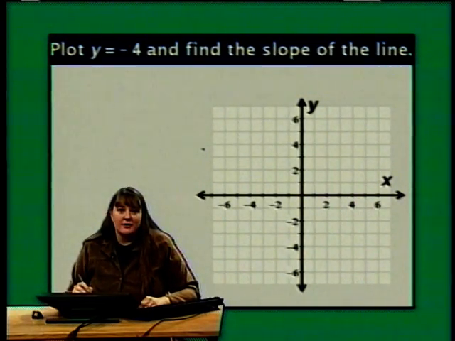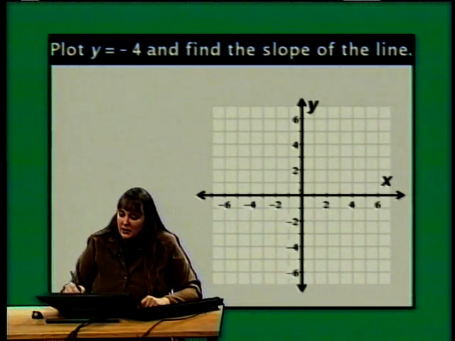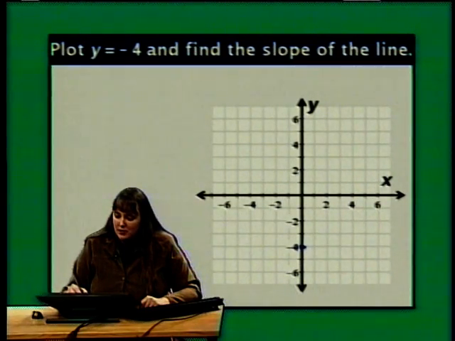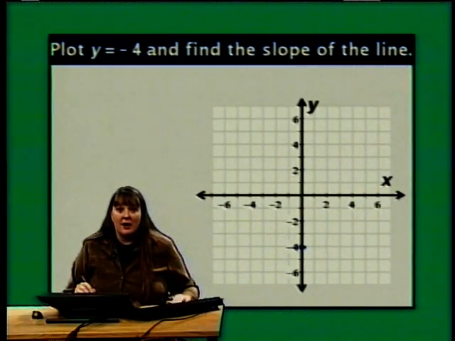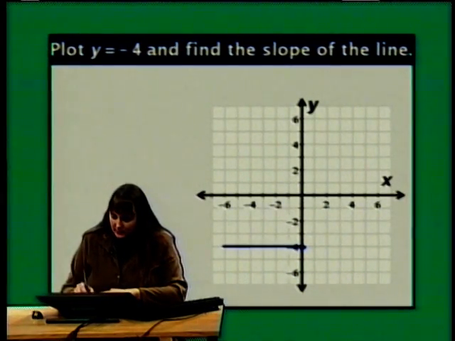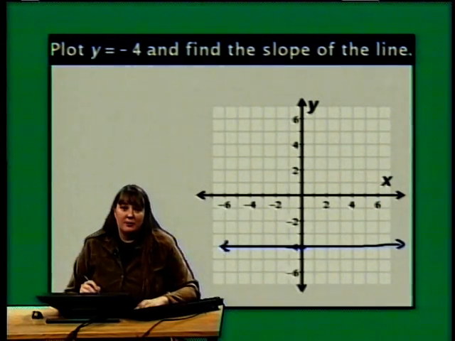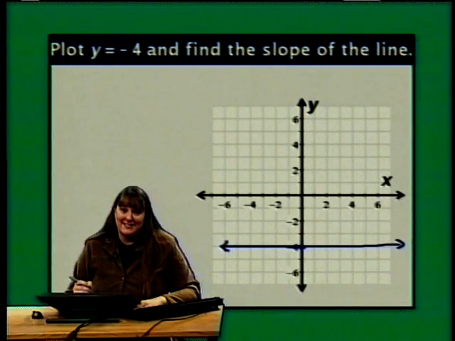Now let's plot y equals -4 and then find the slope of the line. To plot y equals -4, the first thing I notice is I have an equation of the form y equals a constant. So this is going to be a horizontal line. In particular, it's the horizontal line that goes through the y-intercept (0, -4). So I'll start by plotting (0, -4), my y-intercept, and then plot a horizontal line through this point. So here's a plot of y equals -4. That's the first part of the problem.